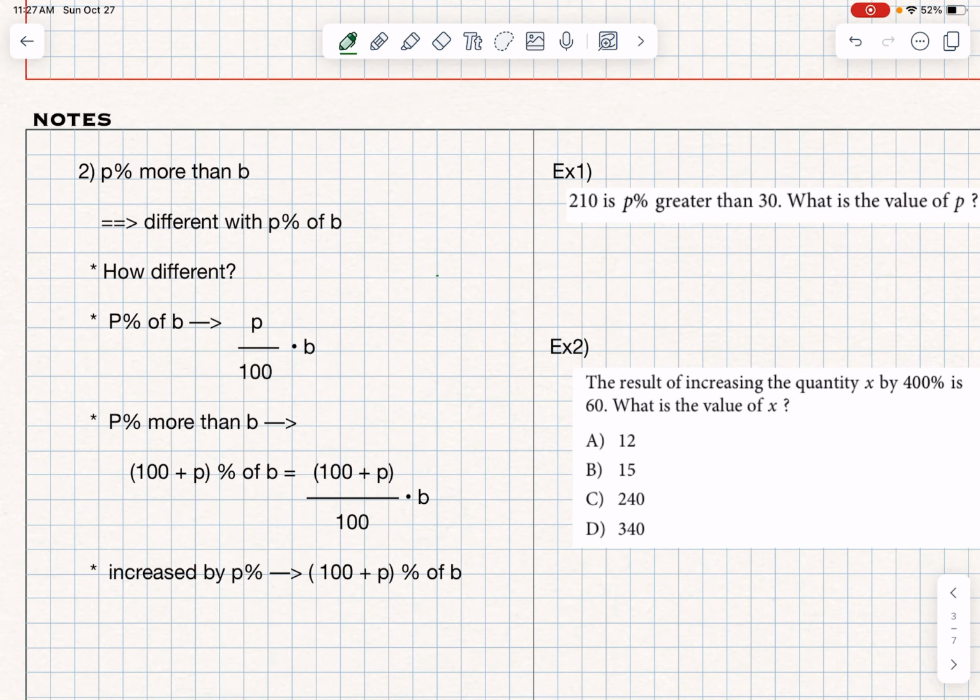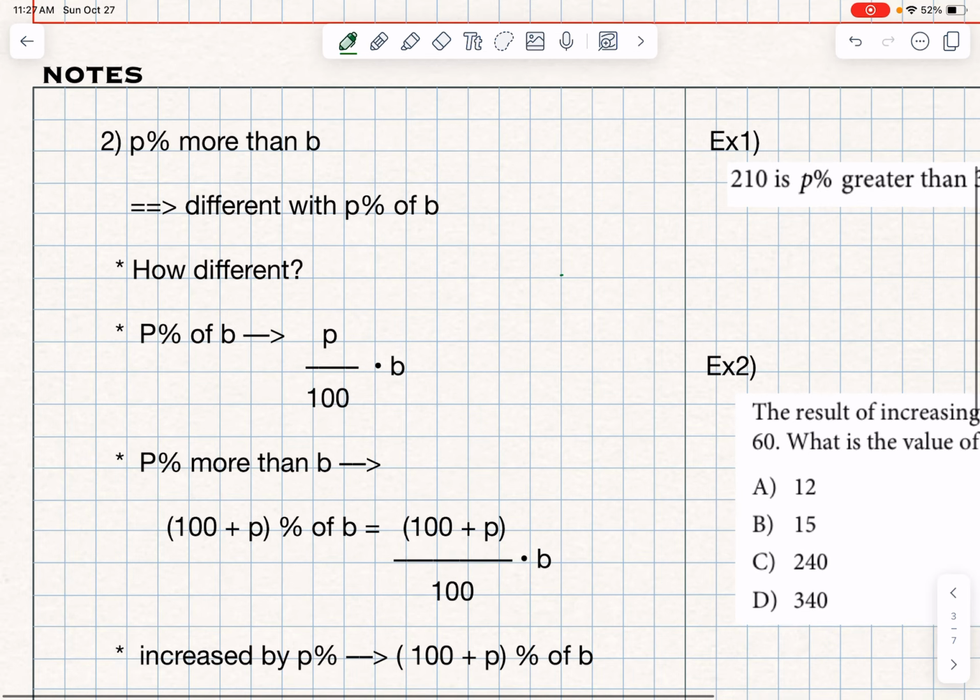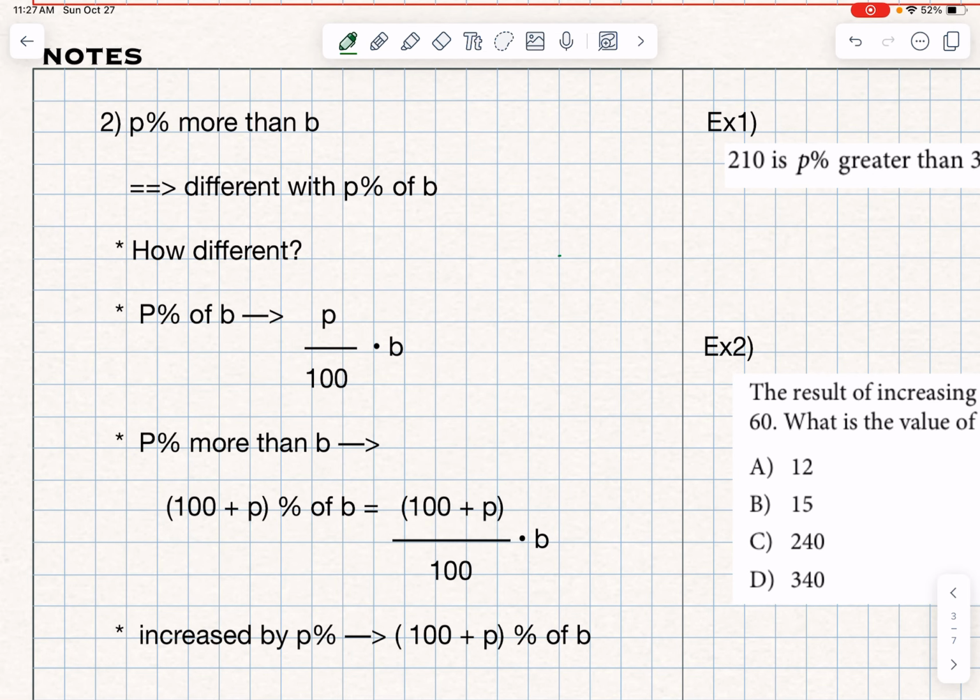Hello everyone. Let's study another kind of percent. Now we studied p% of b kind of questions last time. Now whenever you have p% more than b, how do we approach this problem? If it is p% more than b, then what is the difference from p% of b?